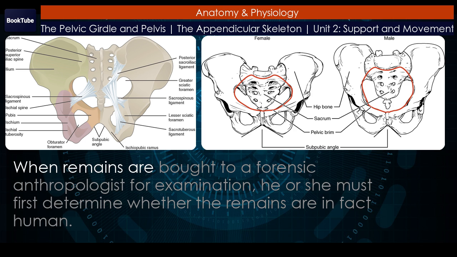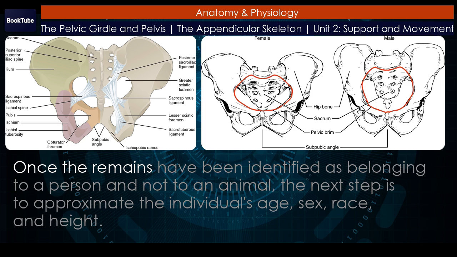When remains are brought to a forensic anthropologist for examination, he or she must first determine whether the remains are in fact human. Once the remains have been identified as belonging to a person and not to an animal, the next step is to approximate the individual's age, sex, race, and height.